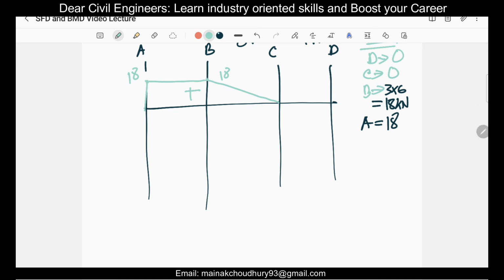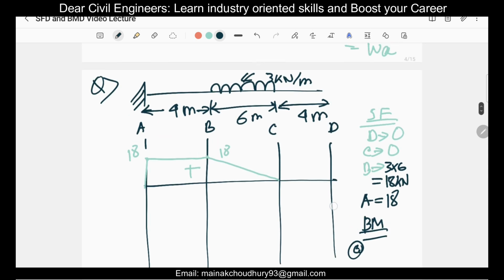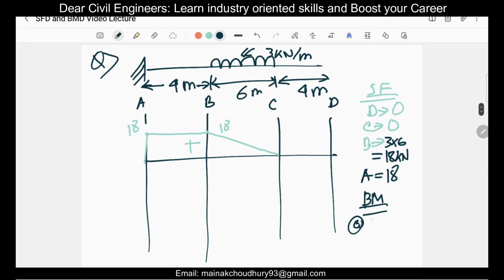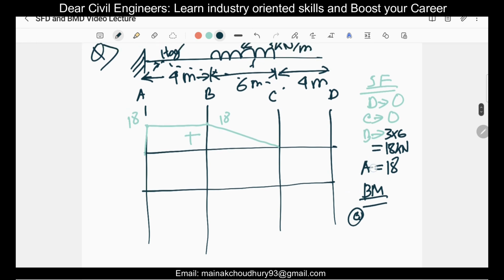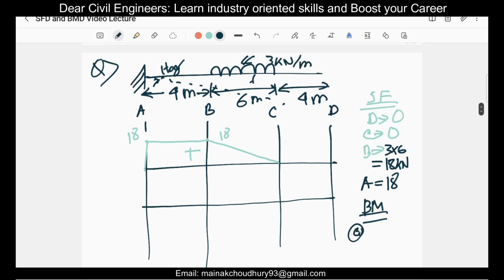Then we have the next, the bending moment. Bending moment at D will be 0, at C will also be 0, and since there is a UDL, the graph will be parabolic. Since this is a fixed support, it will be hogging, and since there is hogging, it is negative, so it will be downward negative. So up to here there is no bending moment.